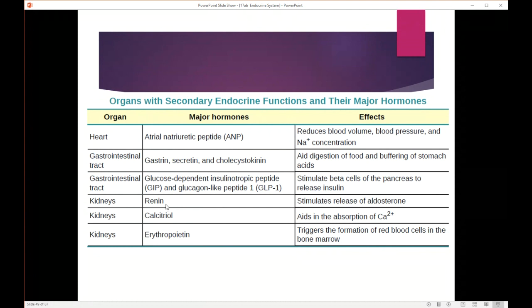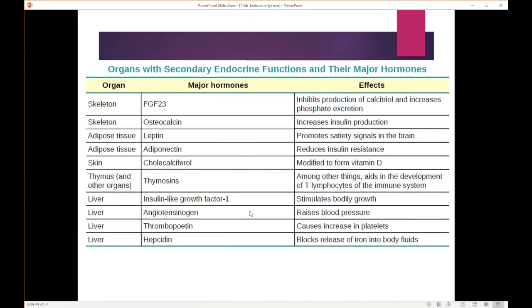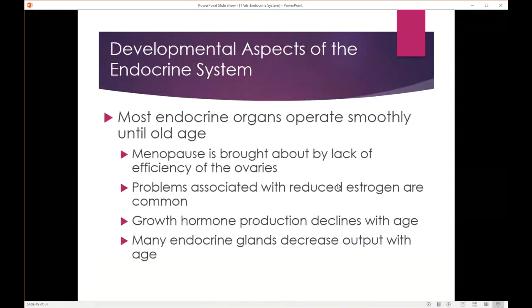The kidneys release renin, which helps to stimulate the release of aldosterone. Remember, that's part of the RAA pathway. The kidneys also release calcitriol, which is going to aid in the absorption of calcium. And the kidneys release EPO, erythropoietin, and that helps to trigger the formation of cells within the bone marrow. These are some more. I'm not going to go over all of them with you, but I do encourage you to read through them, please. The developmental aspects of the endocrine system.